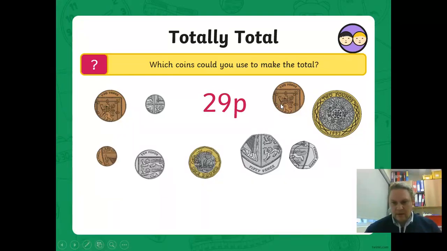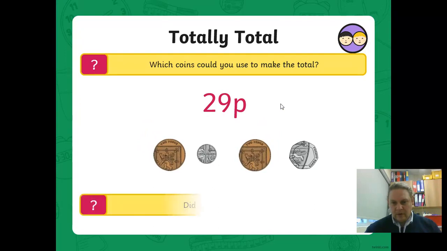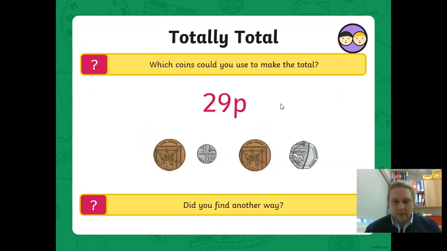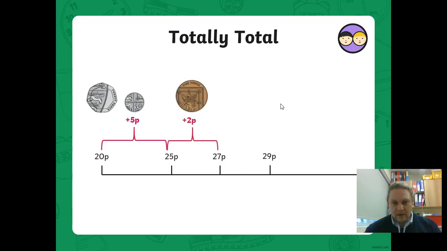Let's have a look at that. There are our coins that we would use. Let's look on the number line. We've got 20p. Now remembering our target number is 29p. 20p, we added another 5 to get us to 25p, and then another 2 to get to 27p.